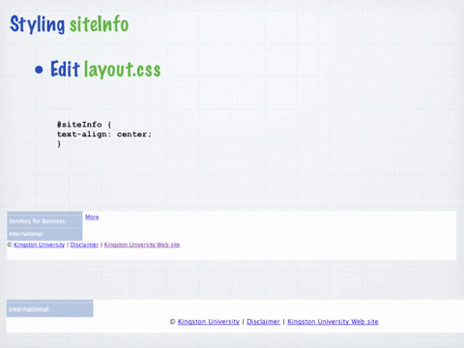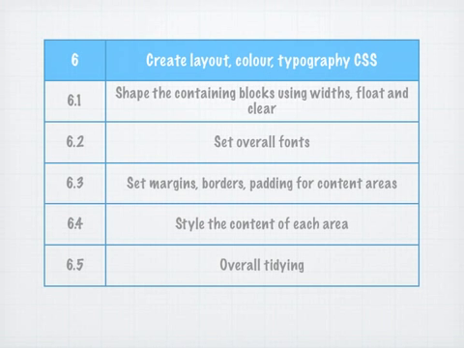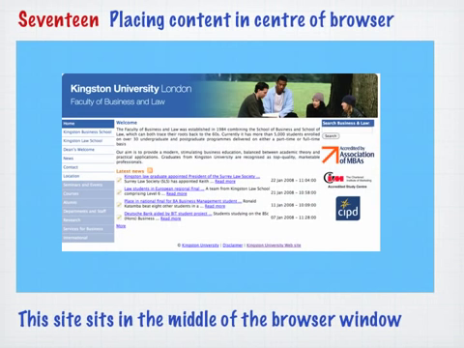Now across the bottom we've got those 3 links in the site info box at the bottom. So we simply go text align centre, and what that does is that lays them all out in the middle of the page like that. So we're nearly there. That's not bad. The final step is overall tidying.